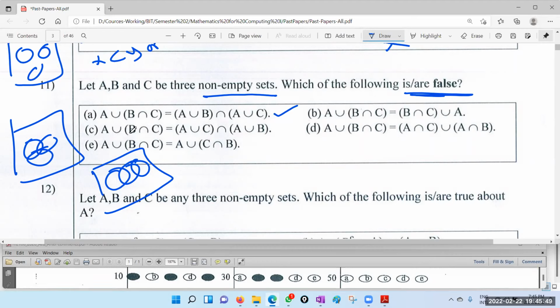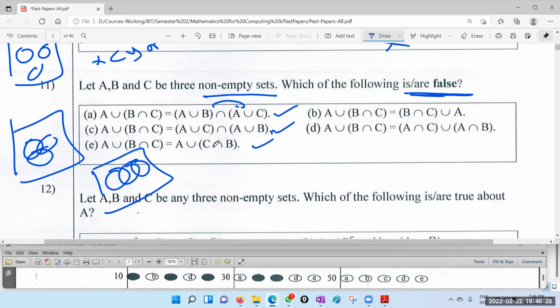This is union and intersection again. (A union B) intersection (A union C). Sorry, so they have swapped this. A union B is there, A union C is there. So they have swapped this. Of course, X intersection Y is the same as Y intersection X. So therefore this is true. What about this? This is B intersection C, this is C intersection B. Of course, B intersection C is the same as C intersection B. So therefore this must be true.